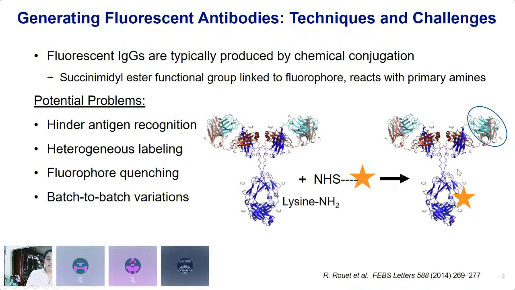However, this can cause some problems, because if there are lysines in the binding region, it will hinder antigen recognition. There are usually multiple lysines on the antibody, and this will create labeling in different parts of the antibody. It will also be different lysines on different antibody molecules, which gives heterogeneity in labeling. If there are too many fluorophores on a given antibody, it actually causes quenching, and it will be a dimmer antibody molecule. All this together will cause batch-to-batch variations.